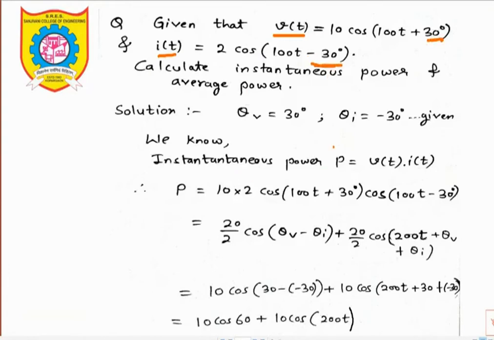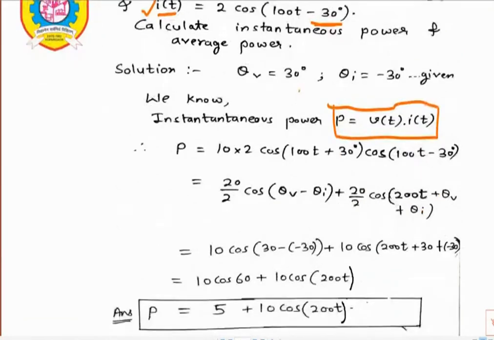We know that instantaneous power is V of t into I of t. So just substitute the value of V of t, substitute the value of I of t, then use the cos A cos B formula. So 1 by 2 cos(A minus B) plus 1 by 2 cos(A plus B). So 20 by 2 cos(A minus B), so 100t cancels out, theta V minus theta I, plus 20 by 2 cos of (A plus B), so 100t plus 100t, 200t plus theta V plus theta I.